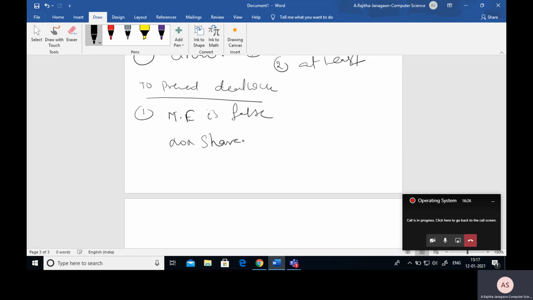That is non-shareable. Ante suppose, for example, printer undi. So printer is non-shareable. At a time only one process can use this printer. So this process P1 can use it, and only if it is released, then P2 uses it. So at a time these two processes are not used together. Okay, so that's why this printer is called a non-shareable resource.